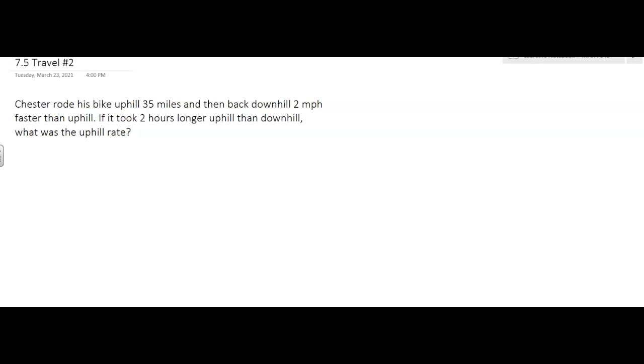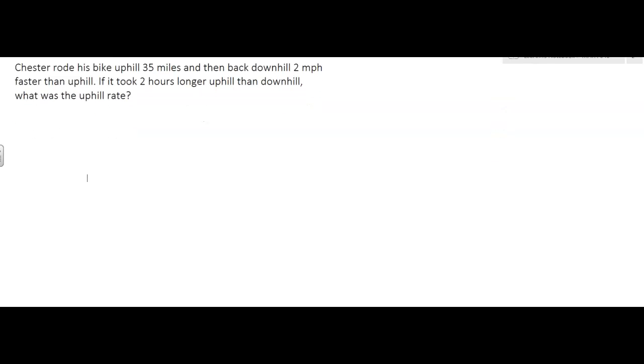So this is another example of one of those travel problems. It's travel number 2. Chester rode his bike uphill 35 miles and then back downhill 2 miles per hour faster than uphill. If he took 2 hours longer uphill than downhill, what was the uphill rate?